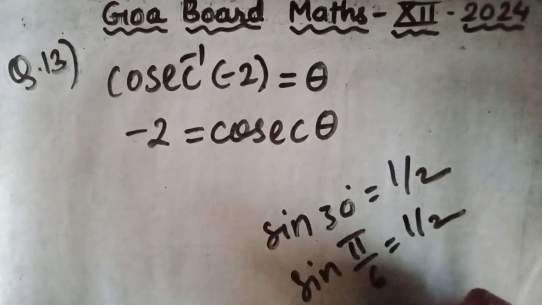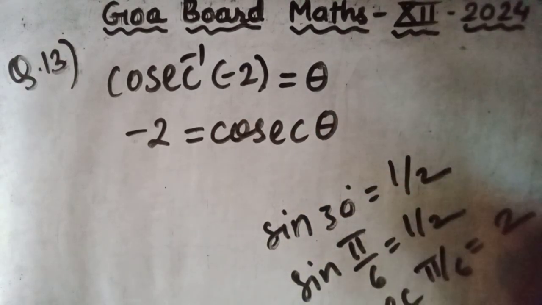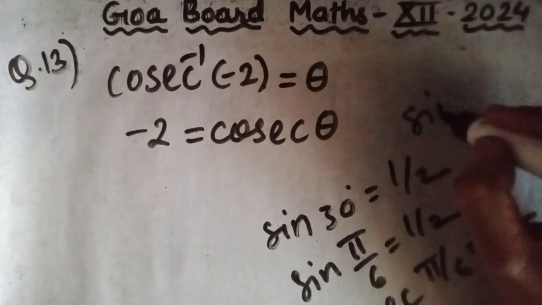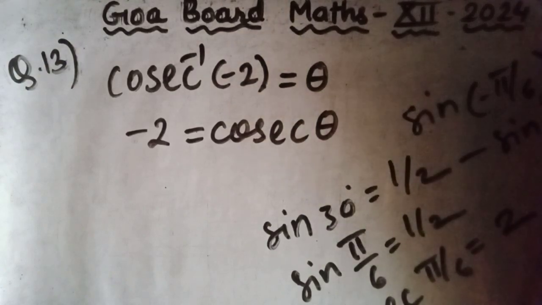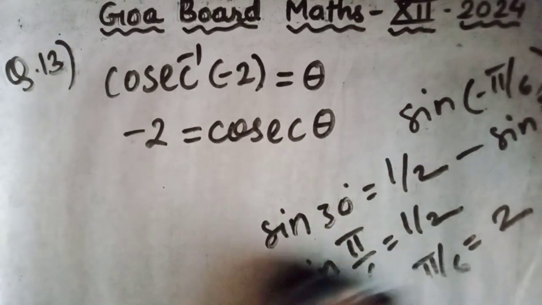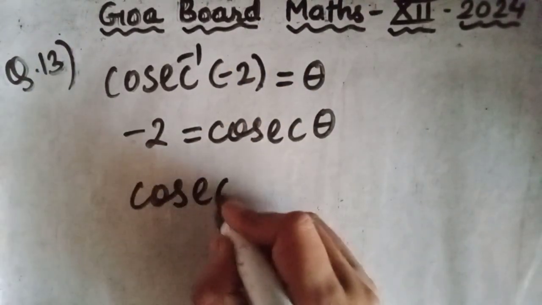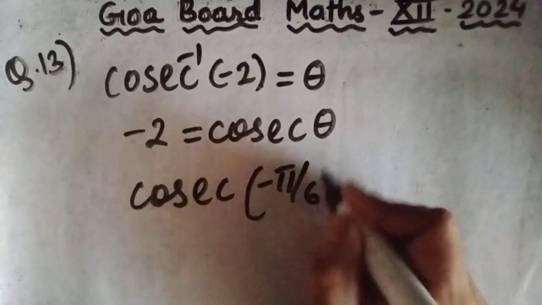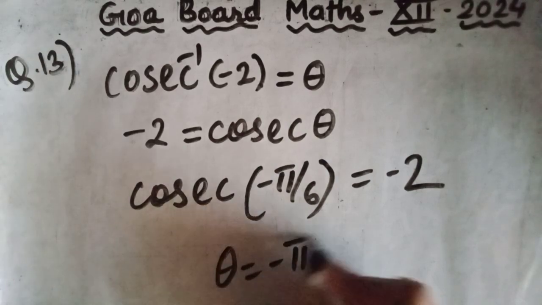So cosec of pi by 6 is 2, and we know that sine of minus pi by 6 is minus sine of pi by 6, right? Because it is an odd function. So similarly cosec is also an odd function, so we can directly write this as cosec of minus pi by 6 is minus 2. Okay, so your theta is minus pi by 6.